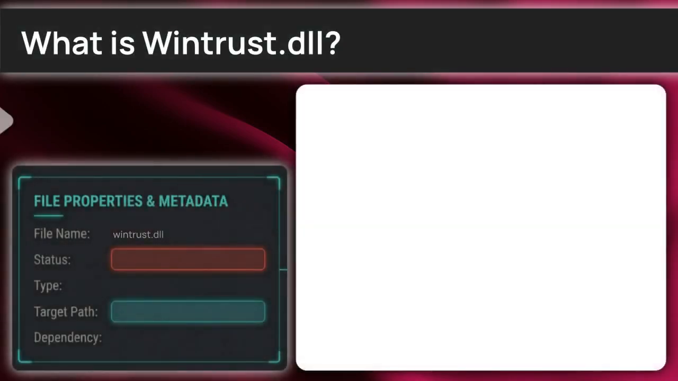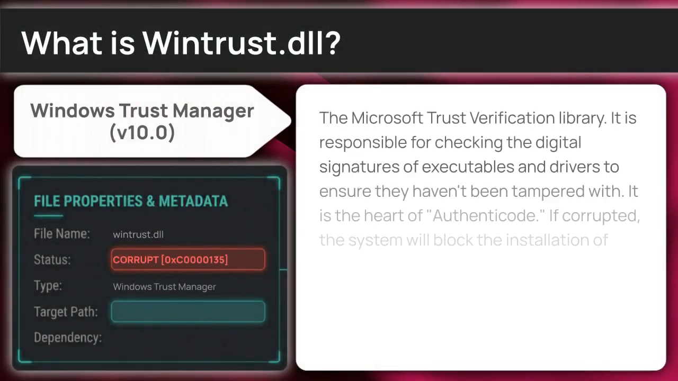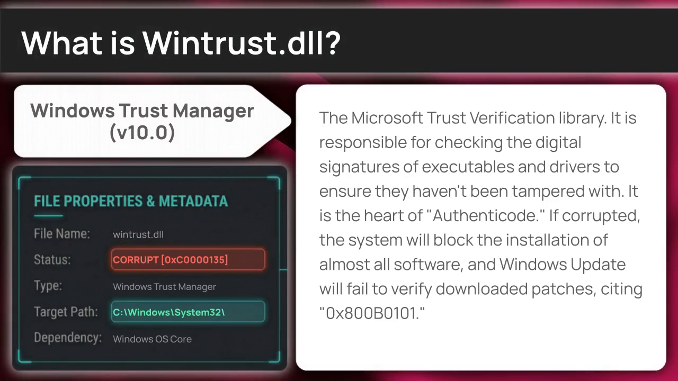This is the Wintrust module, the Microsoft Trust Verification Library. It is responsible for checking the digital signatures of executables and drivers to ensure they haven't been tampered with. It is the heart of Authenticode. If corrupted, the system will block the installation of almost all software, and Windows Update will fail to verify downloaded patches, citing 0x800B0G101. Understanding the file's role is a great start.